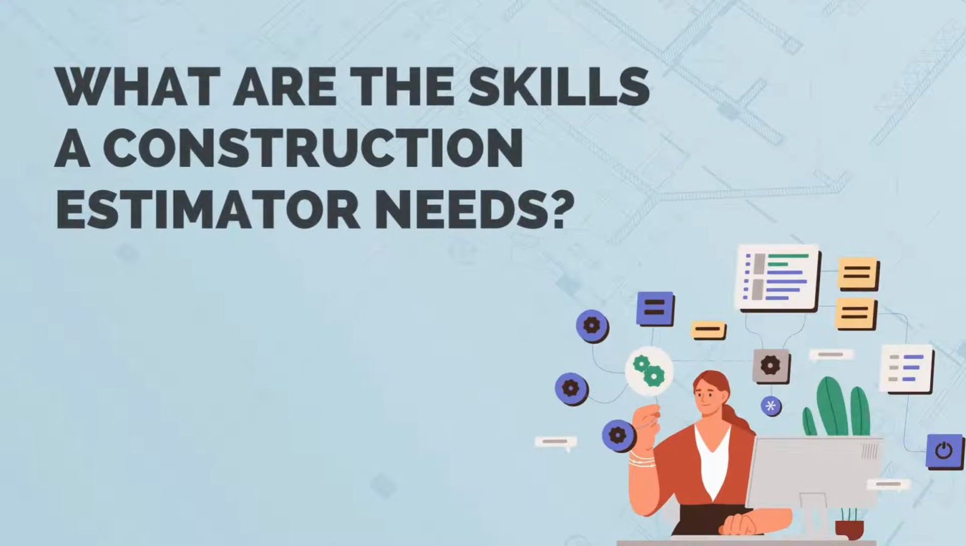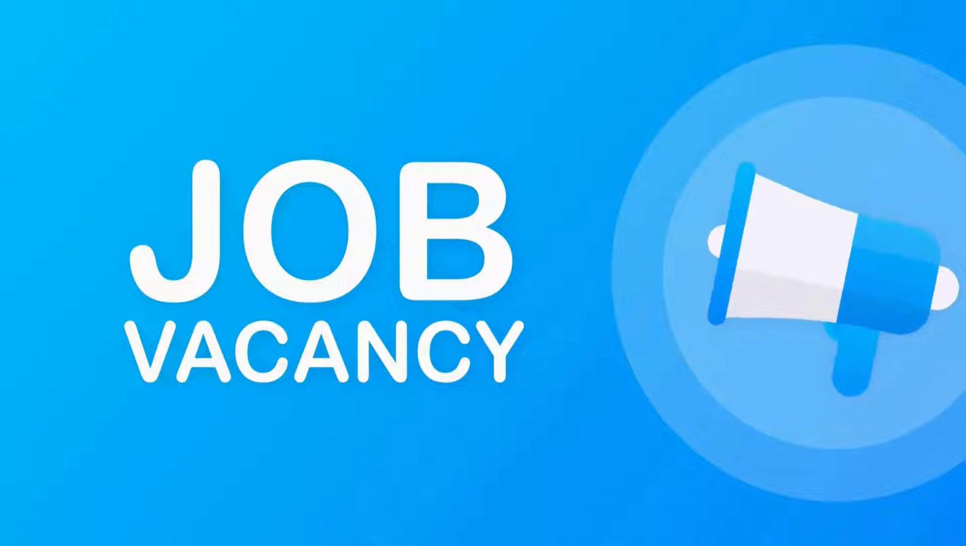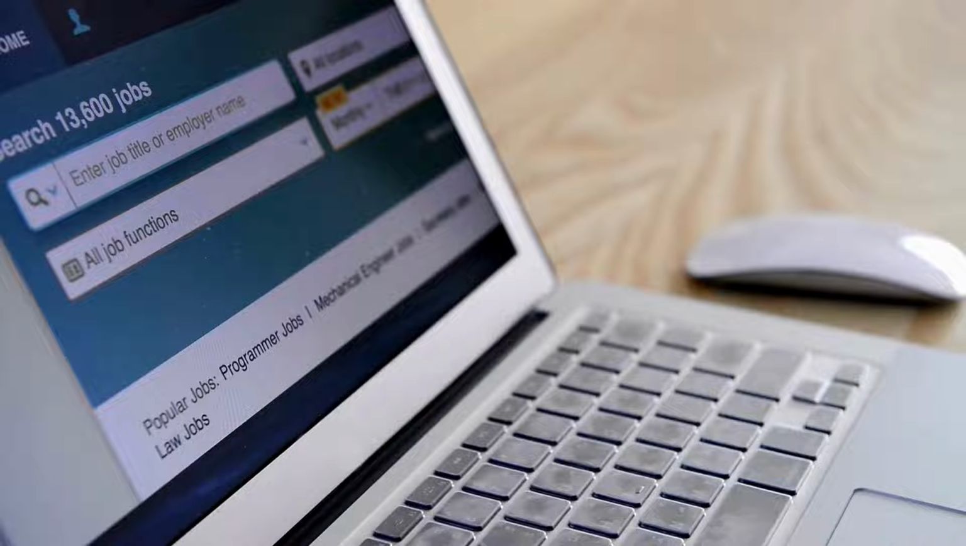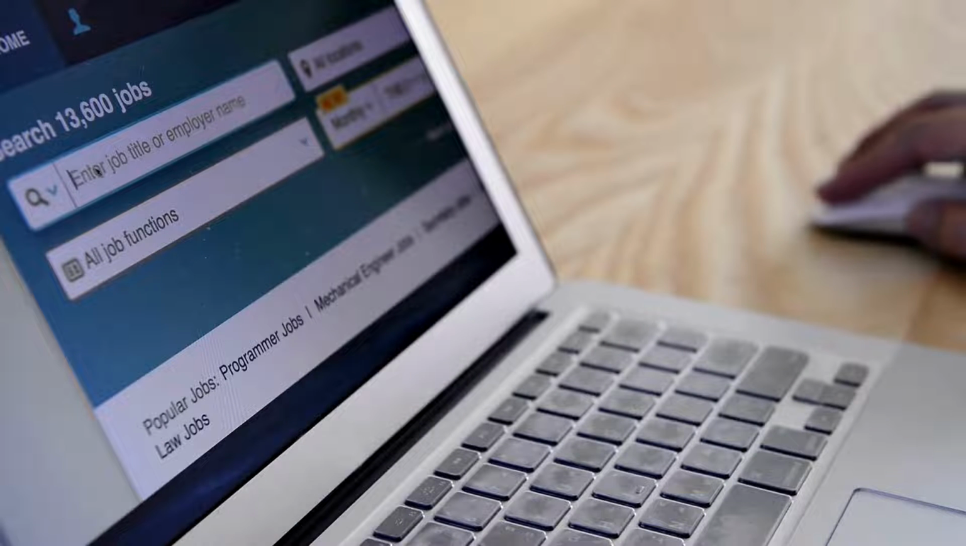Now we understand what an estimator does, we can look at what skills you need to master to become a construction estimator. The best place to start looking at what these skills are is at some job postings. You can easily find these yourselves on LinkedIn by searching for construction estimator jobs in your area. We'll focus on the role responsibilities expected of each applicant.